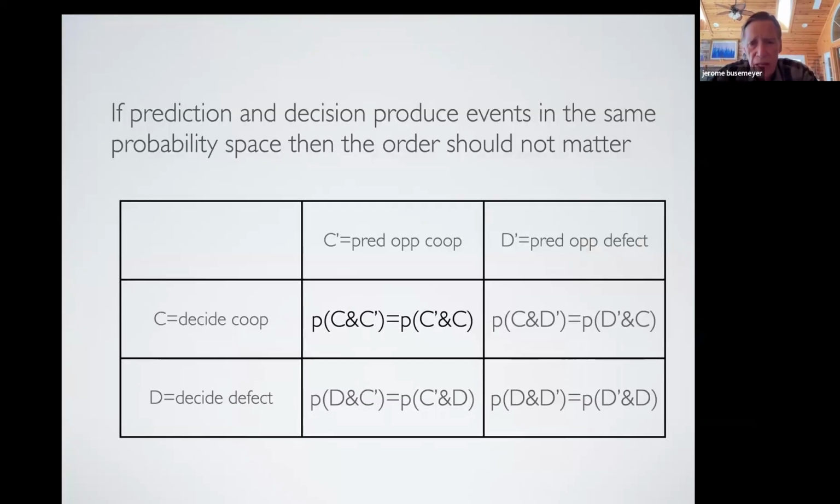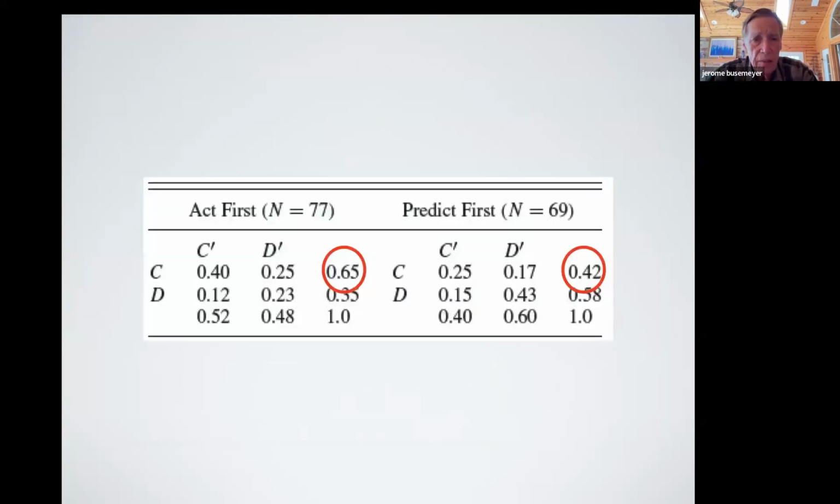Now, of course, if these events are all coming from a common probability space, there shouldn't be any order effects because, in classic probability, the conjunction is commutative. So the probability that you cooperate and the other person cooperates should be the same as the probability that the other person cooperates and you cooperate. It shouldn't matter which order we ask these questions if they're all coming from a common probability space. But in fact, what happens is it makes a big difference.